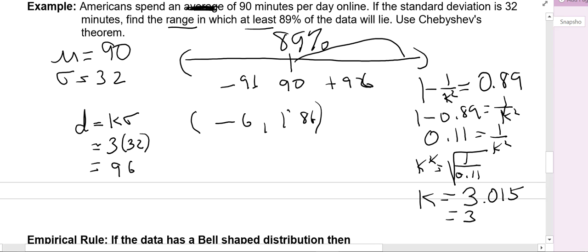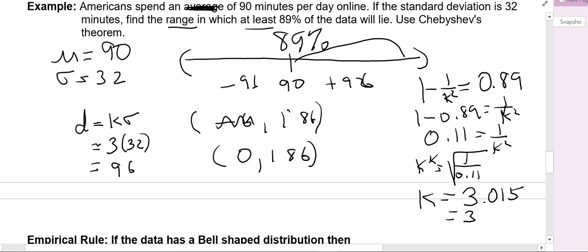186. That's the interval. All right, but in reality, you can't have a negative number, so one would put 0 to 186 there. Okay? Because again, think about the context of this problem. You can't have negative minutes online, right?